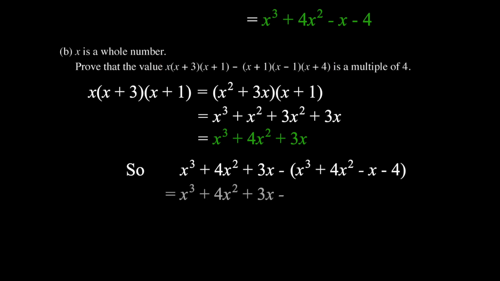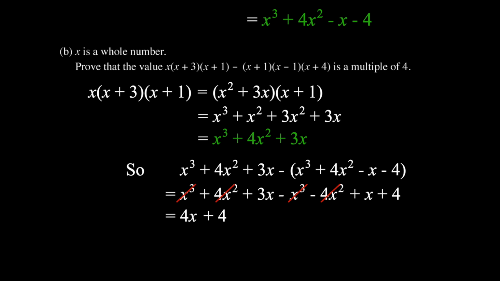Expanding out the bracket, we have x cubed + 4x squared + 3x - x cubed - 4x squared. We then have plus x, because a minus and a minus is a plus, and we have plus 4, because a minus and a minus is a plus. We can see that we have an x cubed here and minus x cubed here, so they cancel out. We have plus 4x squared here and minus 4x squared here, so they cancel out. We have 3x + x here, so that's 4x, and then we have 4. So we end up with 4x + 4.